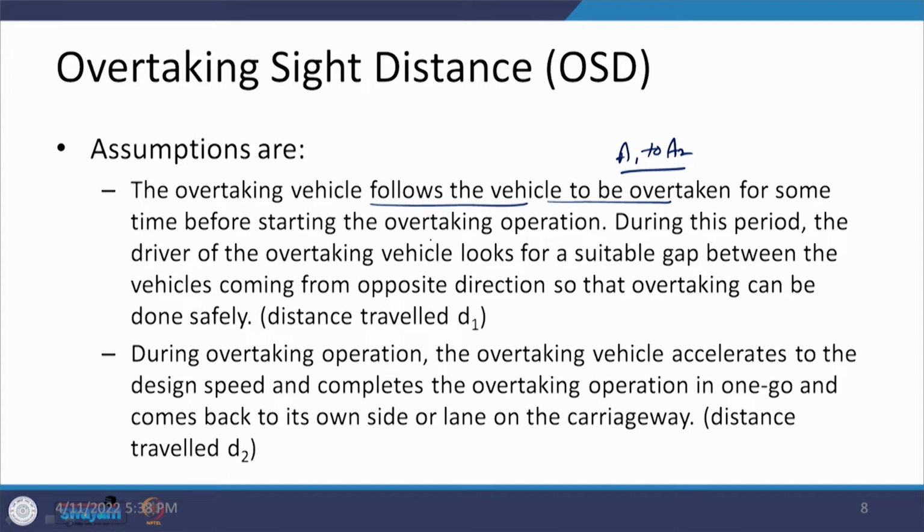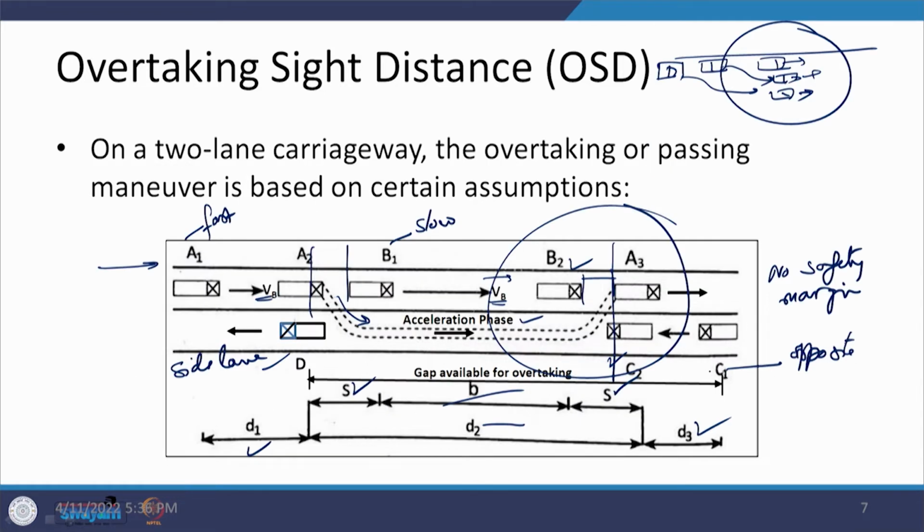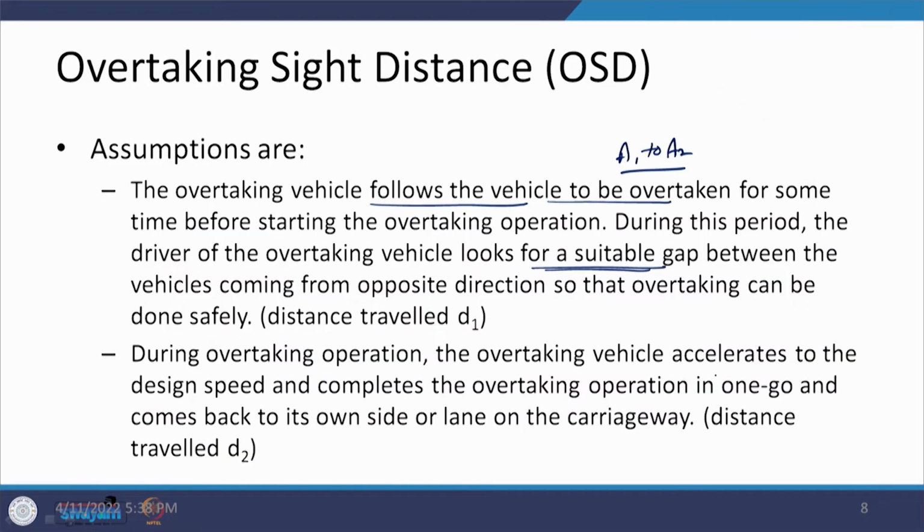Before starting the overtaking operation, it has to look for a suitable gap. That suitable gap was defined as C1D. We are talking about this gap with respect to the vehicles coming from the opposite direction, so that this vehicle, if it desires to overtake, can shift to the side lane, and the distance travelled during this period is D1, which we already looked at.